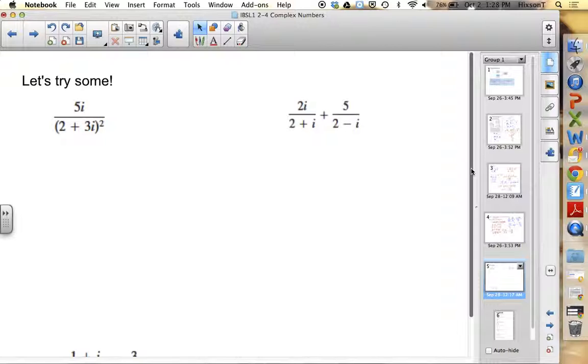Okay? So, let's go ahead and try some. Does anyone want to take a stab at any of these? We'll start with this one. 5i over 2 plus 3i quantity squared. Anyone want to do it for us? You want to do it? Okay.